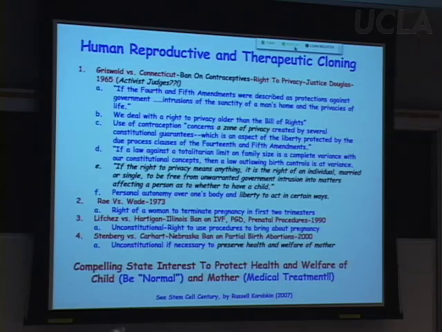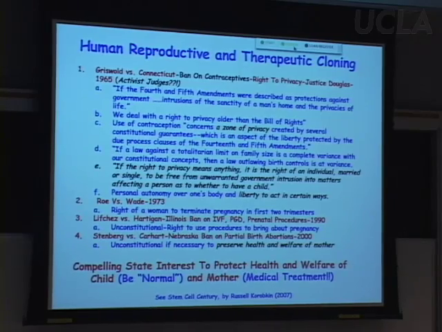Estelle Griswold was the head of Planned Parenthood in the state of Connecticut. The state of Connecticut, in their wisdom, banned all use of contraceptives by married individuals or single individuals in the state of Connecticut. It was a state law. We all laugh now. How is this possible?